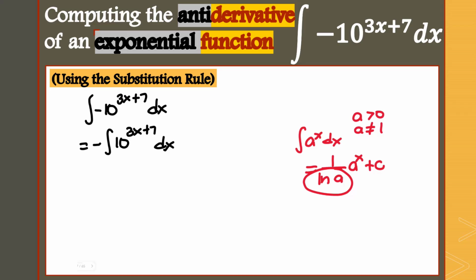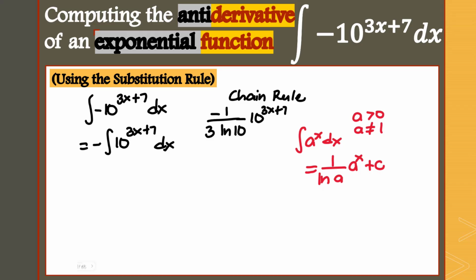That's why when we go back here, take note that the negative is not included in a parenthesis, so it's negative 1, a constant multiple. Let's be guided that the result for this using the chain rule, previously discussed in the previous video, is identified as the negative of 1 over 3 times the natural logarithm of 10 times 10 to the power of 3x plus 7 plus c. Let's verify the same thing here.